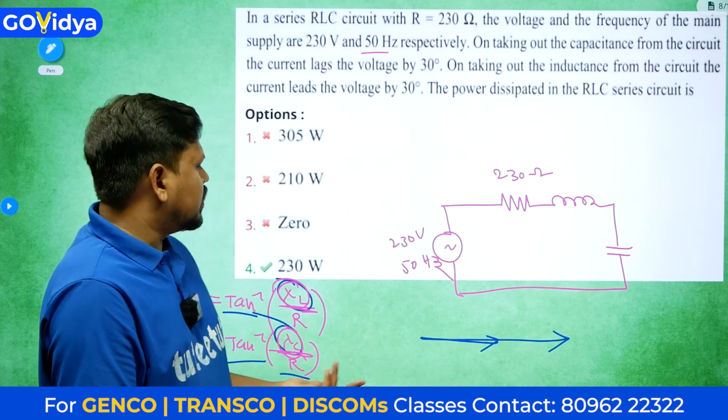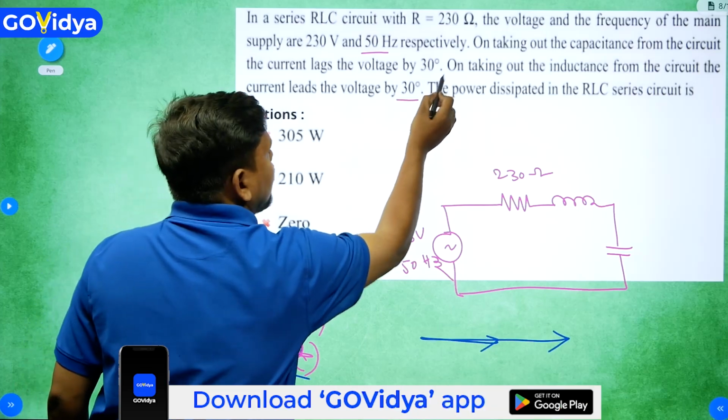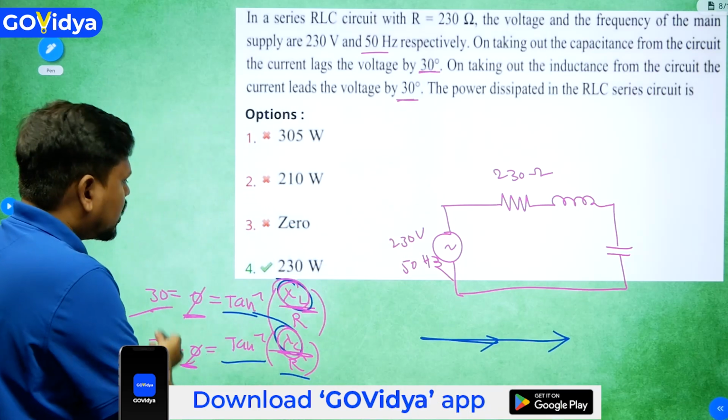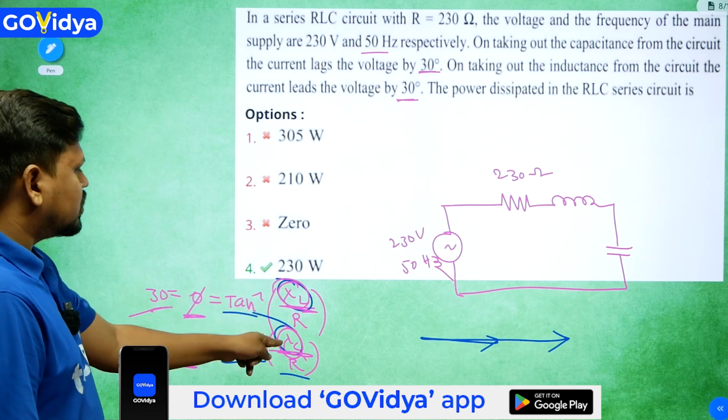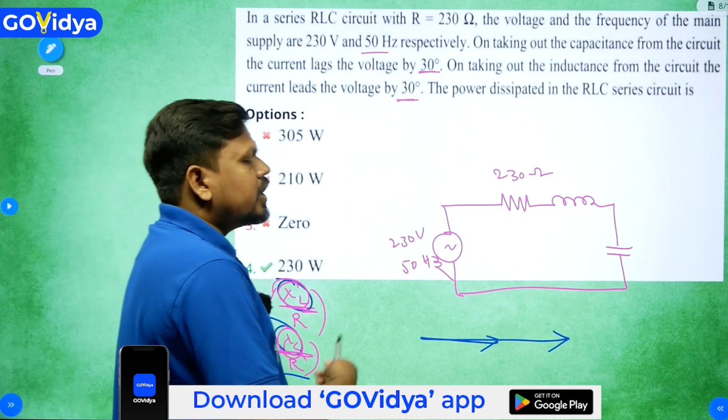If different angles are given, for example this is 30, this is 45, you can do it like this. XL value you can get and XC value you can get. Relation between these two we can also get, and then you can proceed.